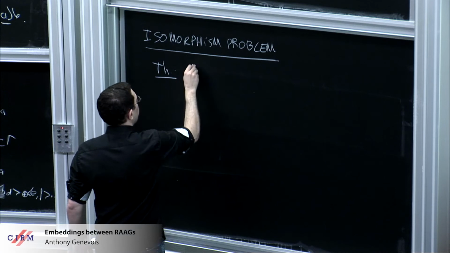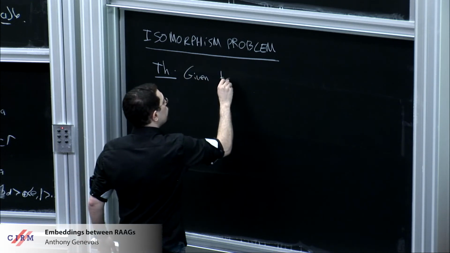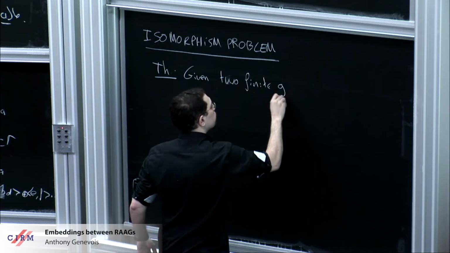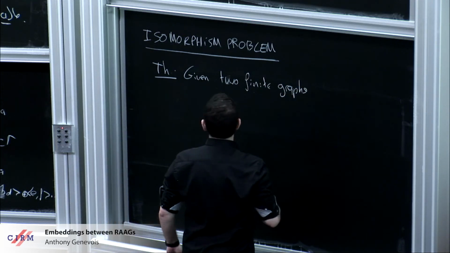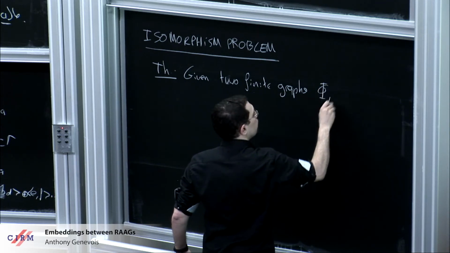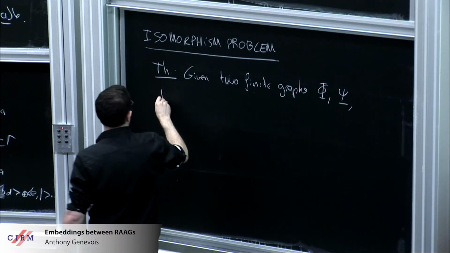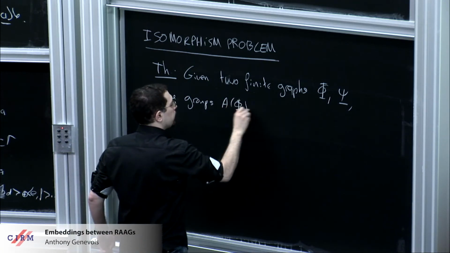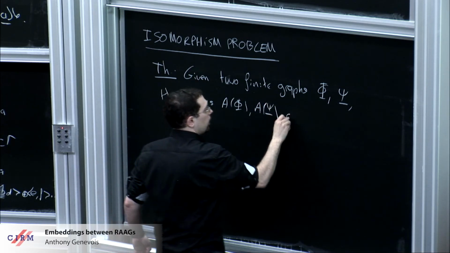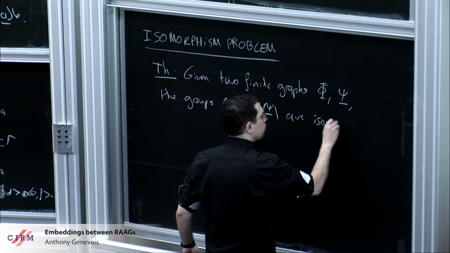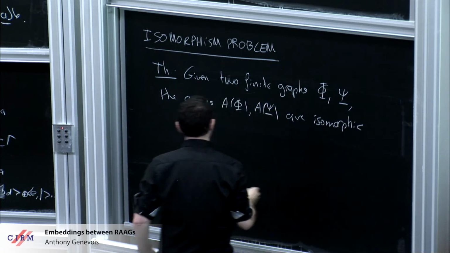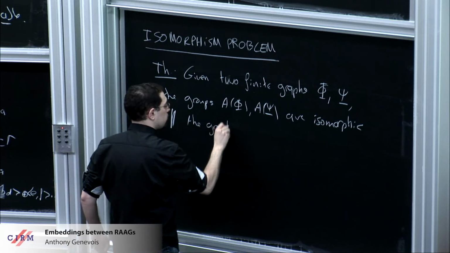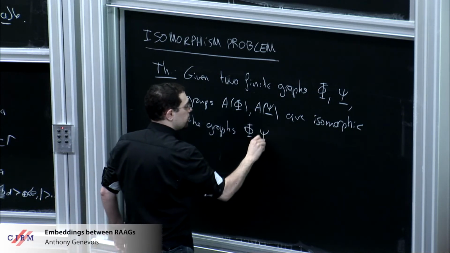Given two finite graphs, say B and C, the groups A phi and A psi are isomorphic if and only if the graphs B and C are isomorphic.